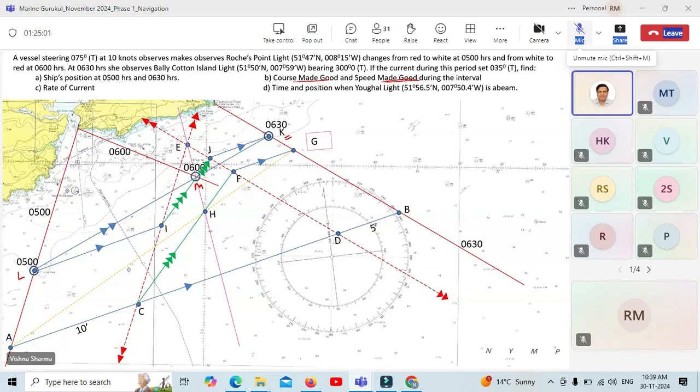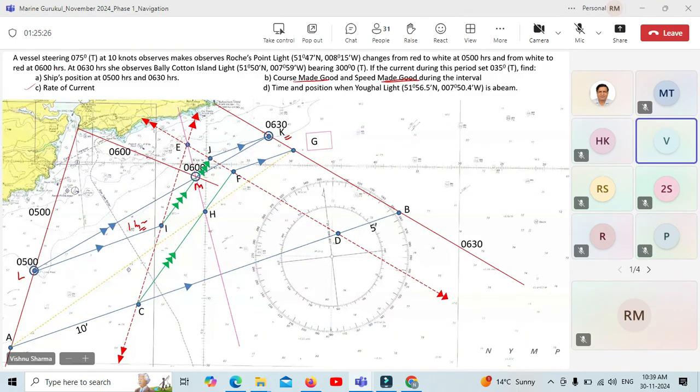Yes, sir. Now, rate of current. Again, this is a 1 hour triangle in this case. So either you can measure IM directly, that will be the rate of current, or you can measure IJ, that is the drift in 1.5 hours. Drift for 1.5 hours divided by 1.5 will give you the rate of current in knots. Is part C clear, class? Yes, sir.